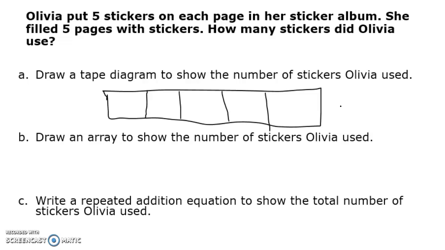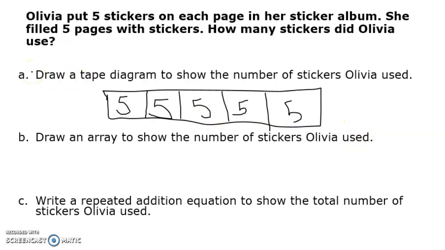Now, since she has 5 stickers on each page, what do you think goes into each square? Pause this video and write that on your page. Okay, you guessed it. If you said that Olivia has 5 stickers on each page, so each square should have a 5 in it in the tape diagram, then you are correct. Okay, let's move on to letter B.